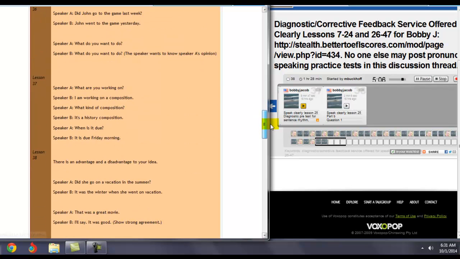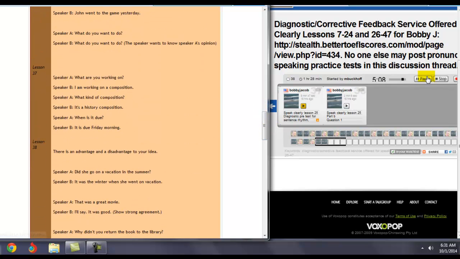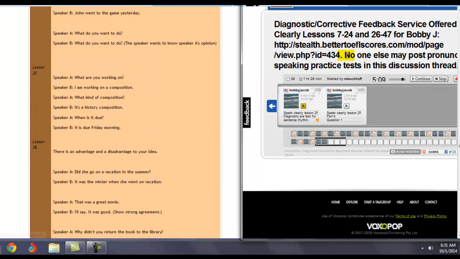What do you want to do? What do you want to do? No. You want to do it like this. You say, what do you want to do? Speaker B goes, what do you want to do? And that way, Speaker B is going back to Speaker A's opinion.